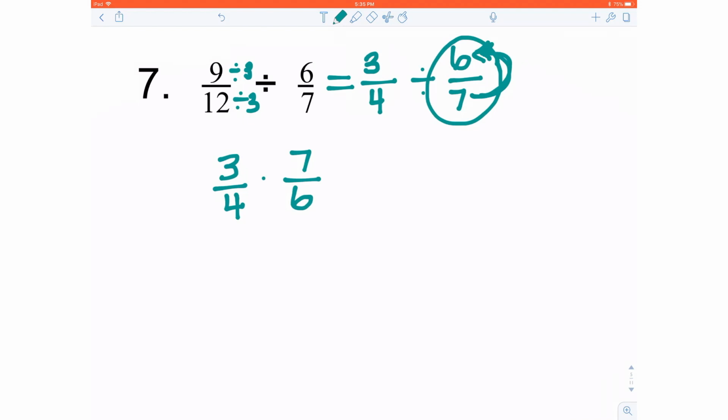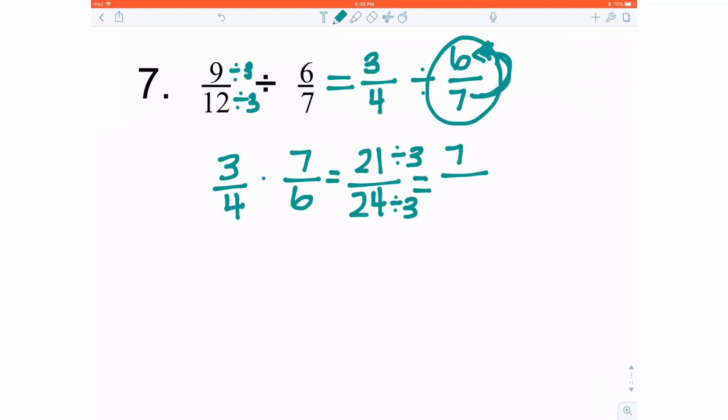So now, 3 times 7 is 21, and 4 times 6 is 24. And these can be simplified. We can divide by 3 on the top and the bottom. 21 divided by 3 is 7.